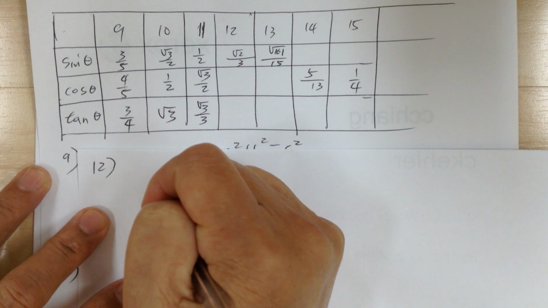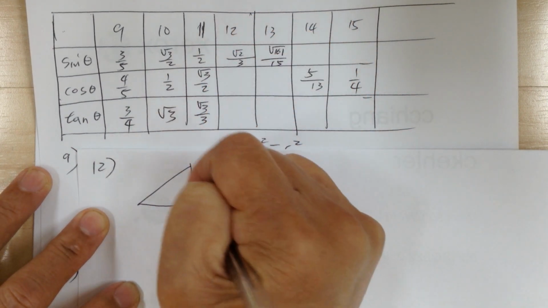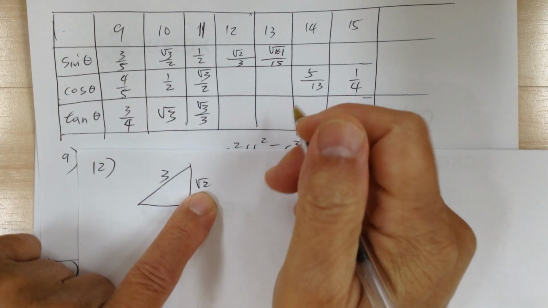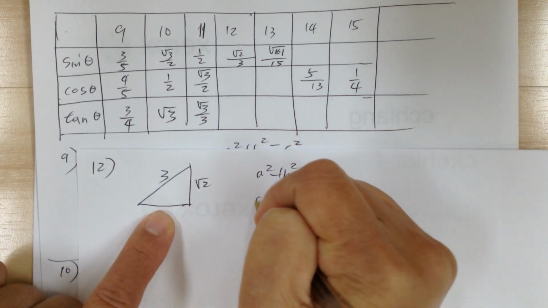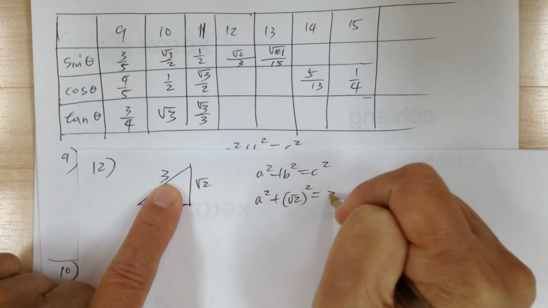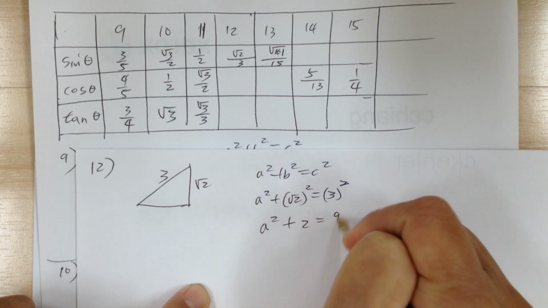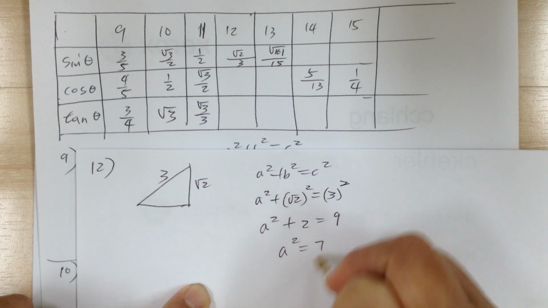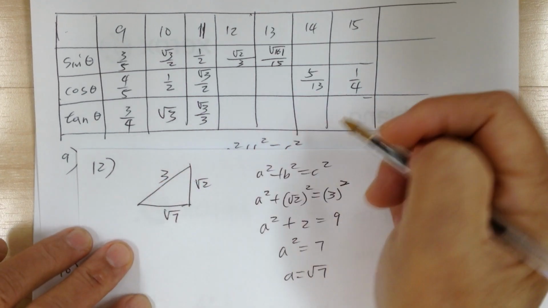Okay, so sine is opposite over hypotenuse, so square root of 2 over 3. Okay, so again, use your Pythagorean theorem. So a squared plus b squared equal to c squared. So a you don't know, b, again you substitute square root of 2, c is equal to 3. So a squared plus 2 equal to 9. Okay, so a squared equal to 7, so a equal to square root of 7. So this is square root of 7.